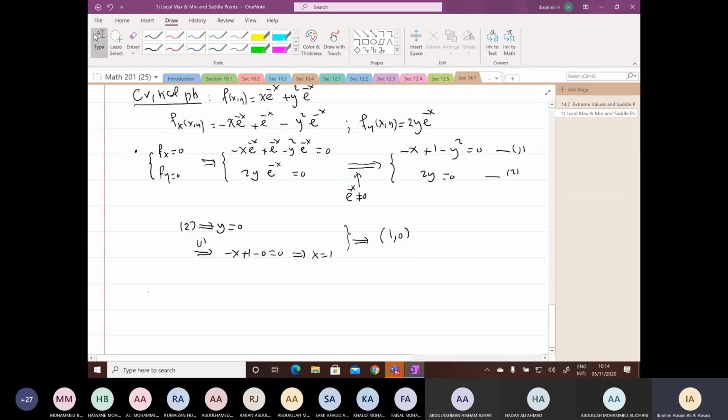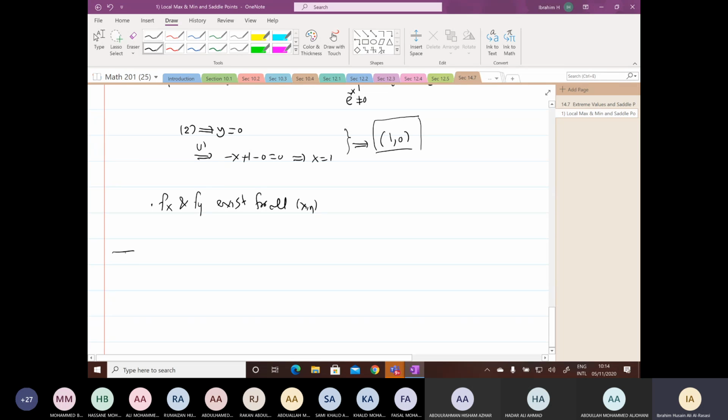Are there points where f sub x and f sub y do not exist? No. In fact, notice here I can substitute any real value for x and y, so they always exist for all points (x, y). So there are no critical points of the second type. So I have one critical point, and it is in the domain of the function. Next step, you use the discriminant test.